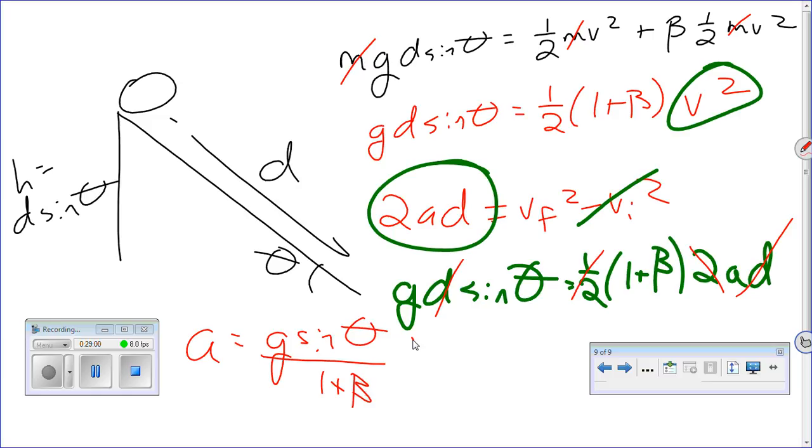Cool. So for A, we talked about how to find the angle. And do you understand that a frictionless block will go faster? Because there's no beta, right? Your beta is 0, and all of your energy becomes translational kinetic.